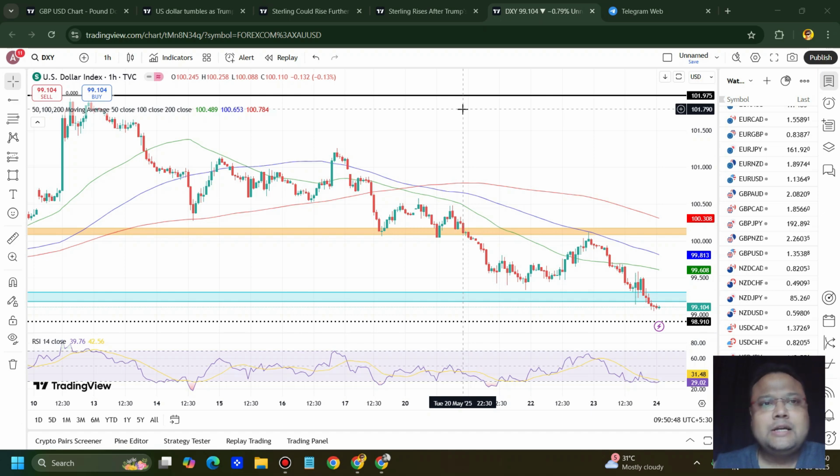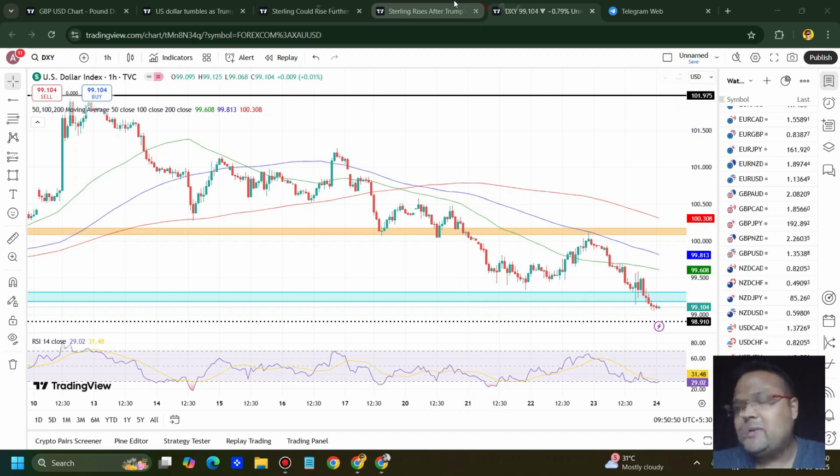So let's get started. My dear friends, this is the hourly chart of DXY in front of us, and we are talking about Euro USD, GBPUSD after a long time.